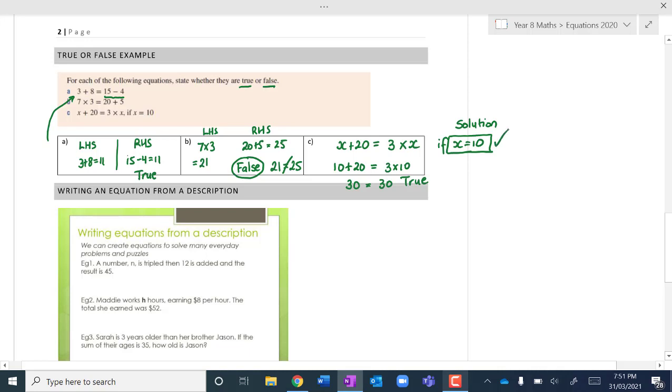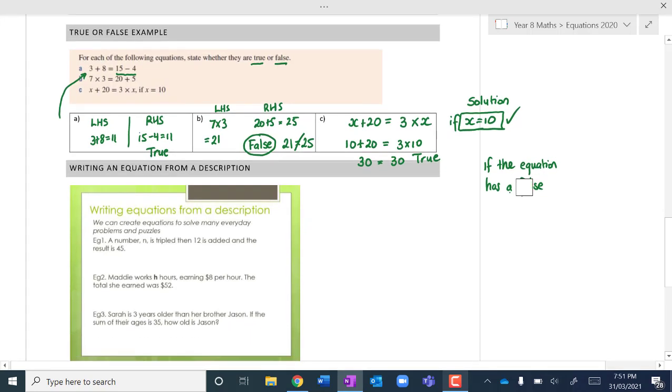If it's not, if it's false, if the equation has a contradiction, we'll call it. So over here I had 21, does 21 equal 25? No, it doesn't. So that would be false. So if the equation has a contradiction, something goes wrong, then it is false. And we're going to have to start guessing and checking and finding some other solutions.